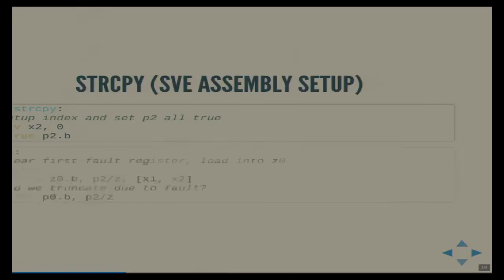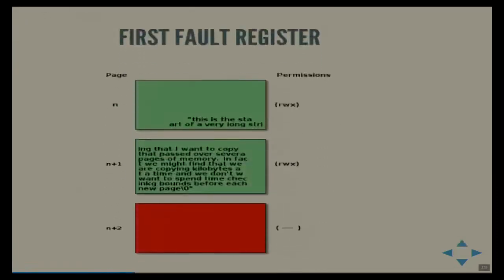So the next step is to load as much of our source string as possible into the Z register. But you can see there's actually two additional instructions around this, set FFR and read FFR. And these are referring to a thing called the first fault register. Let's just have a quick look at that.